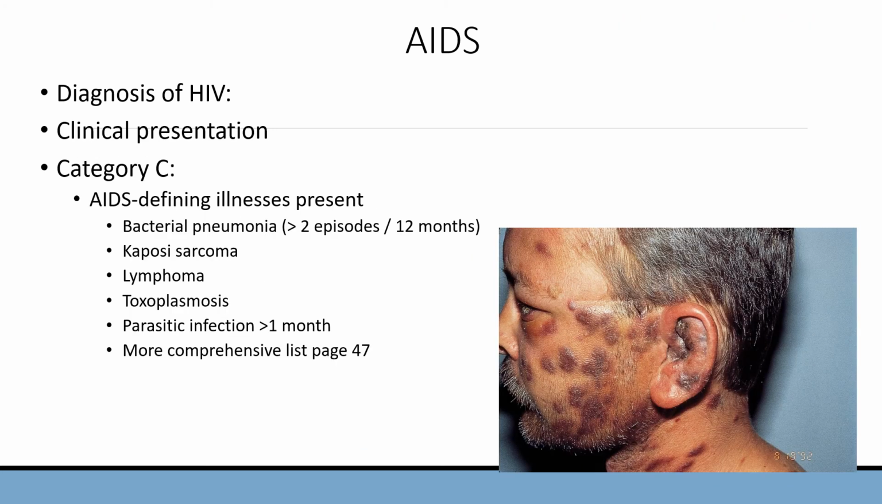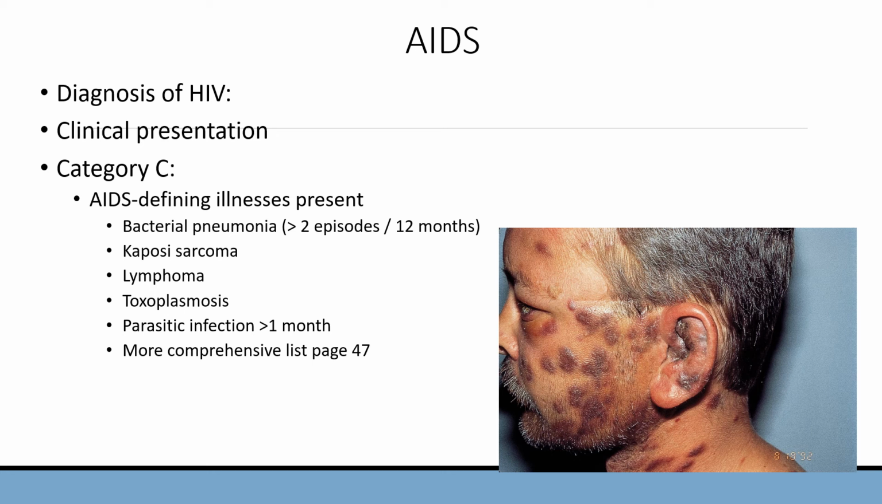All right, and this leads us to category C, which is really the AIDS-defining illnesses. The other ones, category A and B, were more asymptomatic. They were beginning to show some immunodeficiency. C is going to be full-blown AIDS, and we're going to see that individuals in category C may suffer from bacterial pneumonia, so fluid accumulation in the lungs due to bacterial infections, and you need to have more than 2 bouts of pneumonia caused by bacterial infections within a 12-month period.